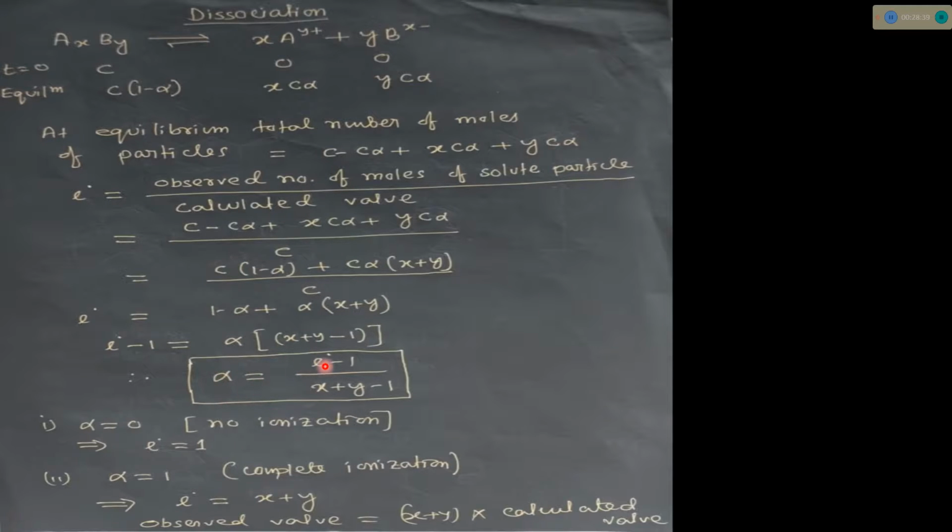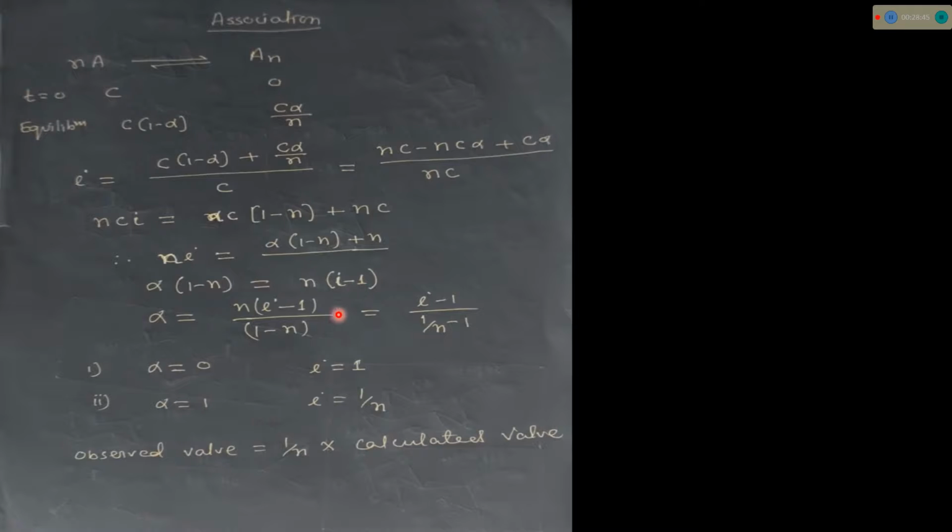For dissociation, I minus 1 upon x plus y minus 1, where x plus y means the number of cations and anions formed after dissociation. And the number of mer, that is dimer, trimer, tetramer, pentamer, is formed after association. In this case n is that mer number.